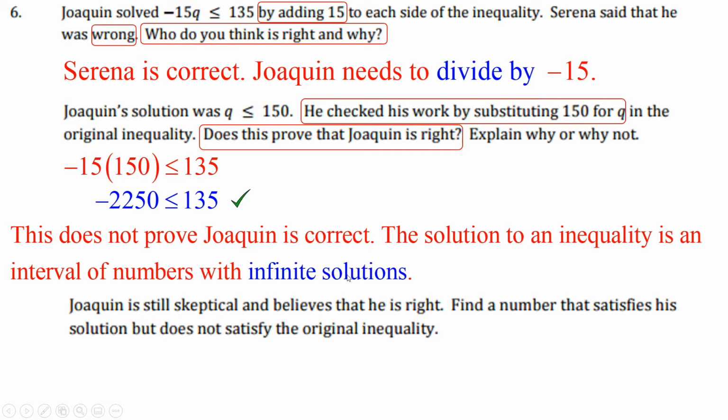Joaquin is still skeptical and believes he is right. That's cool. Find a number that satisfies his solution but does not satisfy the original inequality. Well, what we need to do then is solve the original inequality correctly by dividing by -15, and then let's graph it. Okay, find a number. So there it is. -15q is less than or equal to 135. And to undo this multiplication, we're going to divide by -15.